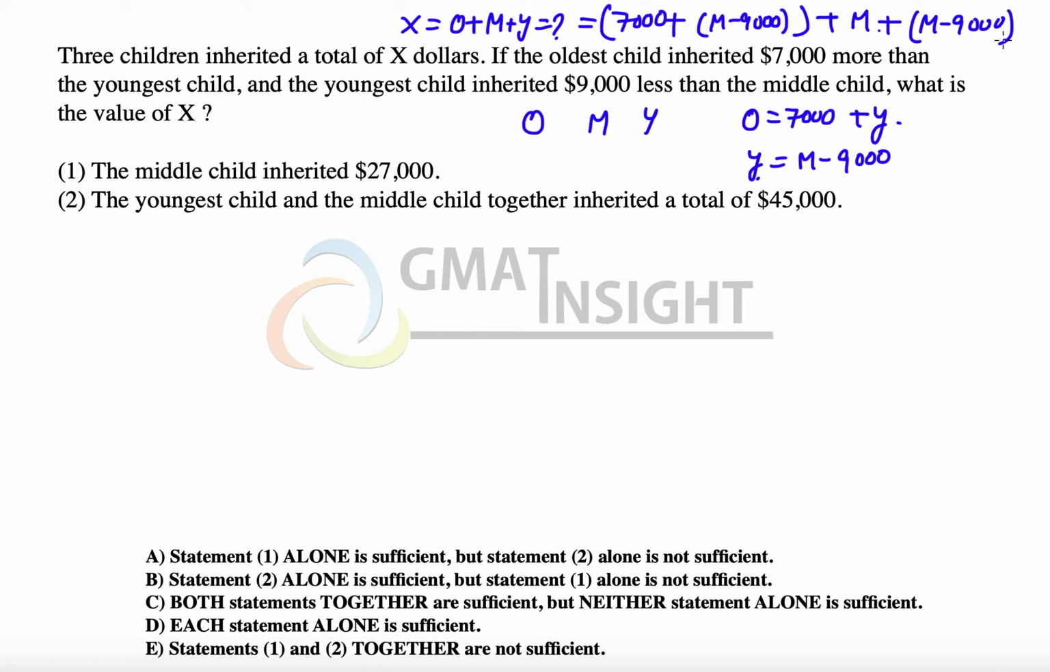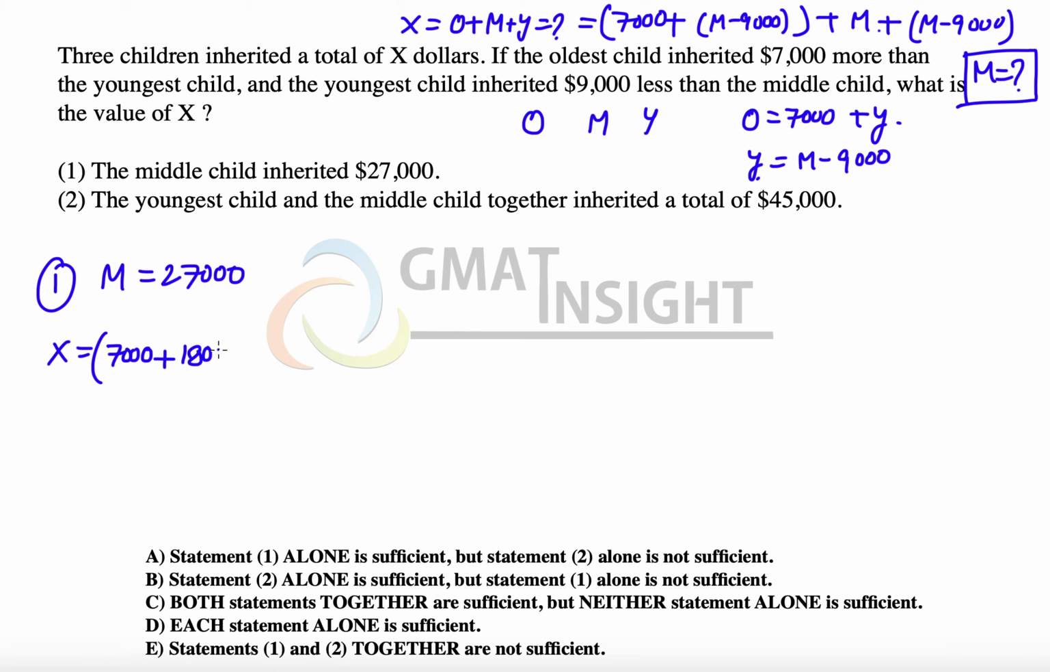To answer this expression, we only need to know the exact value of M, because everything is now dependent on it. The first statement says that the middle child inherited $27,000, which means now the value of X can definitely be calculated. If we wanted to calculate, we will simply substitute all the values and we will get our answer. For example, 7,000 plus M minus 9,000 will be equal to 18,000 plus middle child 27,000 plus middle minus 9,000 is equal to 18,000. That is young. So that will be the value of X. The first statement alone is sufficient.